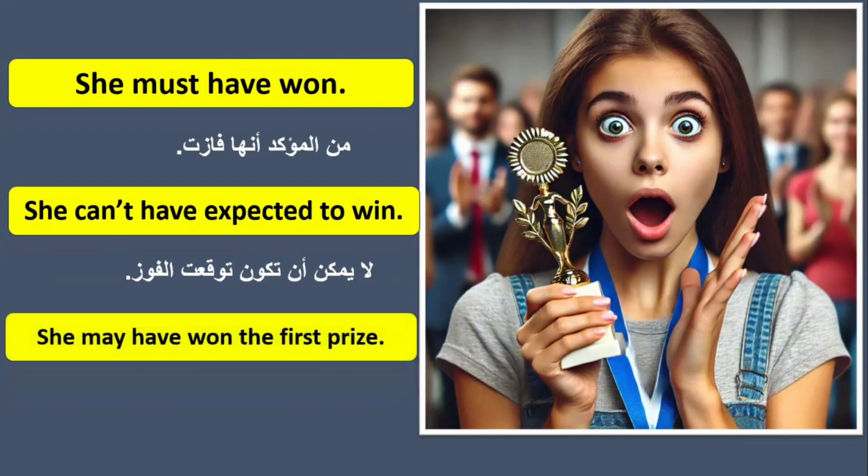She may have won the first prize. Now this part I'm not sure about. من الممكن أنها فازت بالجائزة الأولى، ومن الممكن بالثانية أو بالثالثة. I'm not actually sure. That's why I used the modal verb may have won, because I'm not sure.